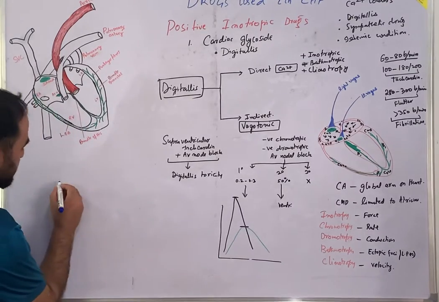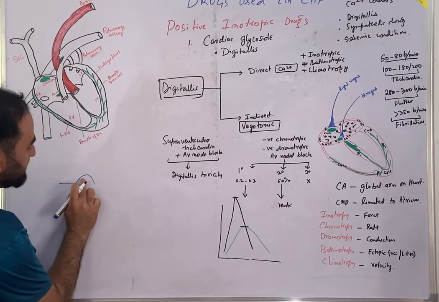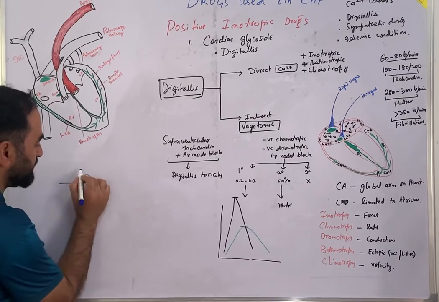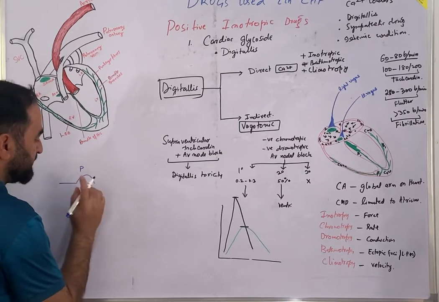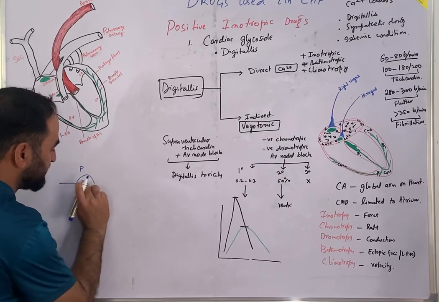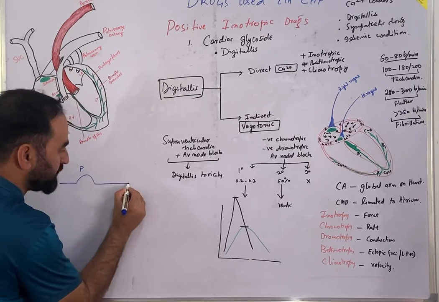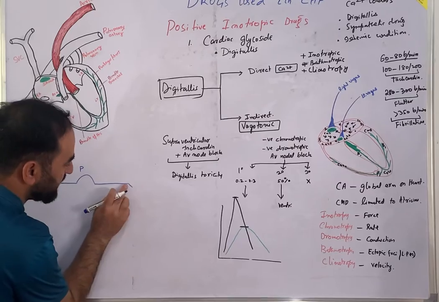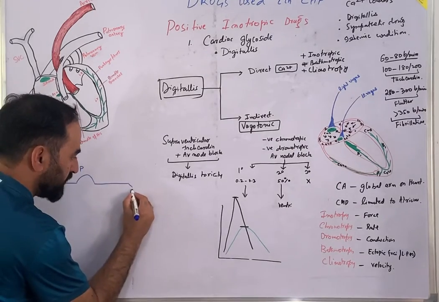Normally the ECG pattern goes like this. This is the atrial depolarization, known as the P wave. It is caused by the SA node. After the SA node generates the depolarization, the conduction occurs from the SA node to the AV node, and there occurs a dip. This dip is known as the AV delay, up to the Q.